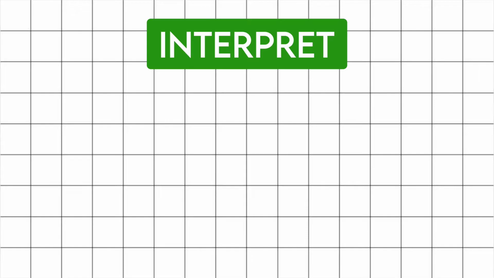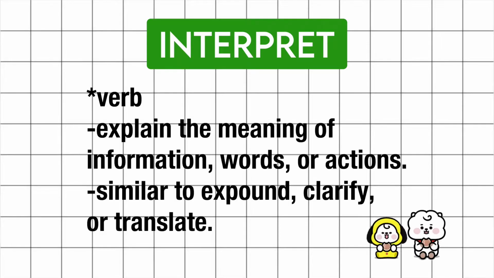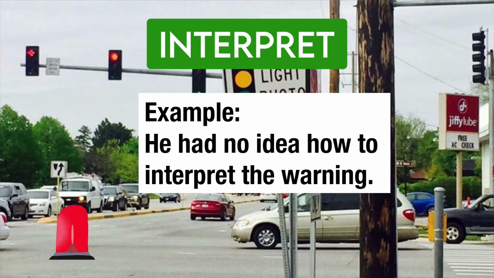First word, interpret. It is a verb, which means explain the meaning of information, words, or actions, similar to expound, clarify, or translate. Here's an example of the word interpret used in a sentence. He had no idea how to interpret the warning.